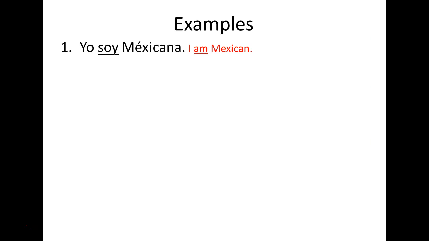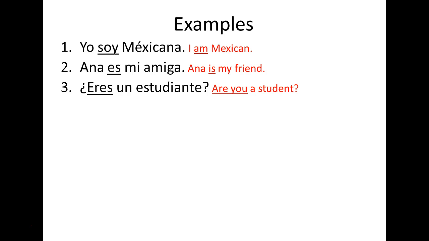Here are some example sentences. Yo soy mexicana. I am Mexican. Ana es mi amiga. Ana is my friend. Eres un estudiante. Are you a student? Now notice here, I don't have the word for you in this sentence, but the fact that eres can only be are you means that in Spanish I don't literally have to have the word you in my sentence for me to understand who I'm talking about.